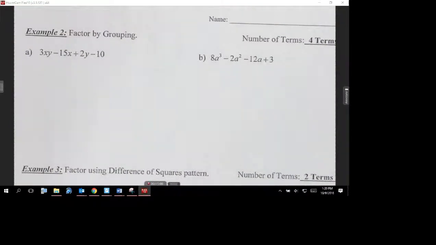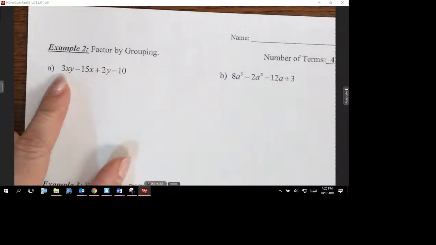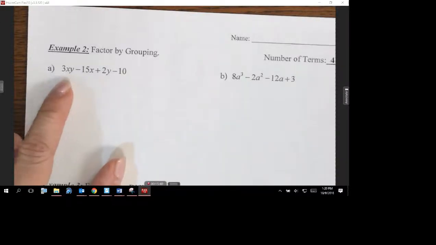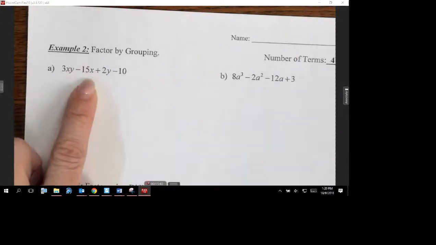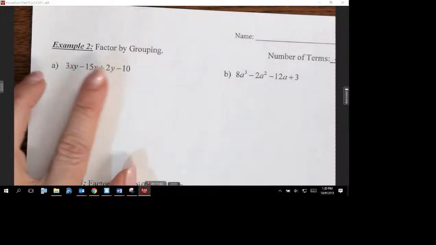Example 2. These are called factor by grouping. I'm going to look at these and I'm going to say, what is my first step of factoring always, no matter what it is? Is there a greatest common factor? Find the greatest common factor. So how many terms are we looking at? 4 of them. Is there a GCF with 3xy, 15x, 2y, and 10? No. So we just skip it if there isn't one. Now, how many terms are there?